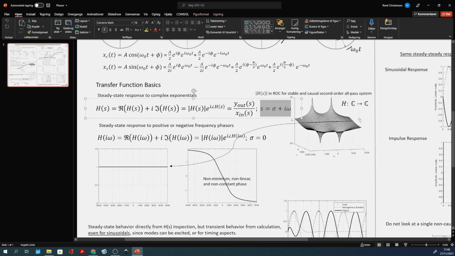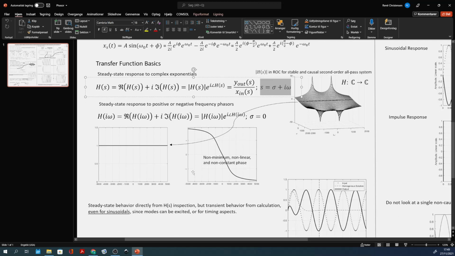So if you cut through here, you get a flat amplification in this system that we're looking at, and I've just set it to one. So whatever we send in comes out with the same amplitude. And when I say whatever, I'm talking about pure sinusoidal signals, positive or negative frequency. And then there's a phase response also.